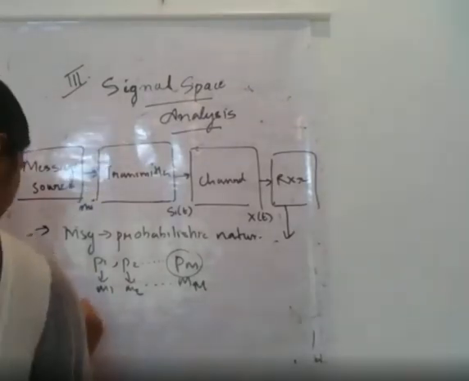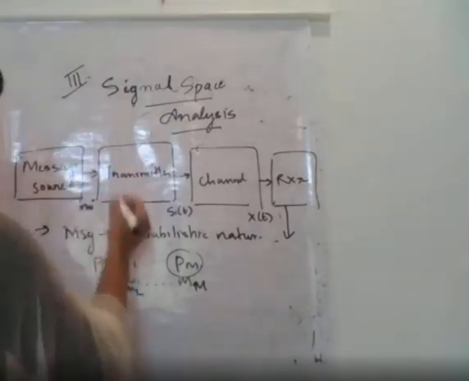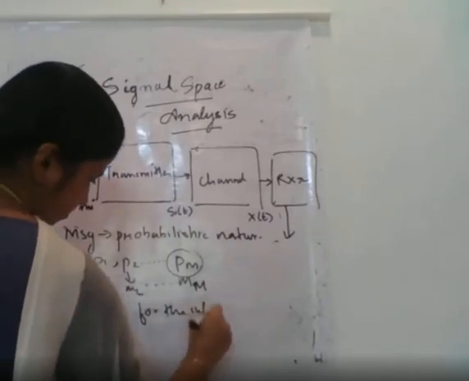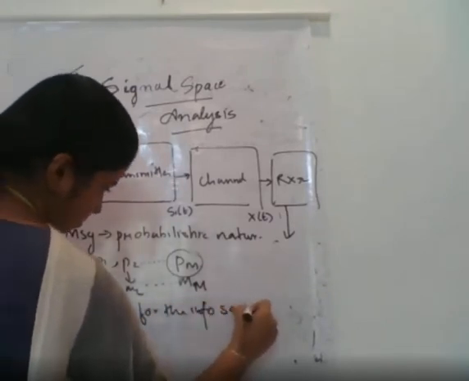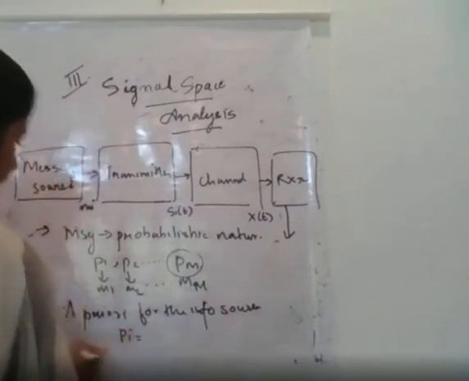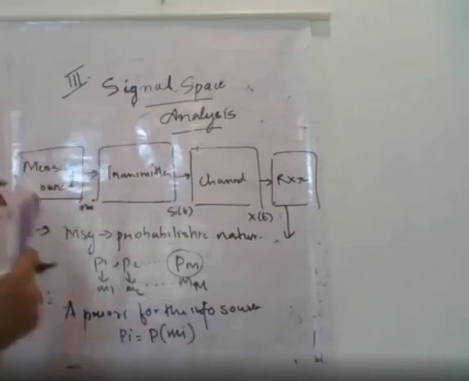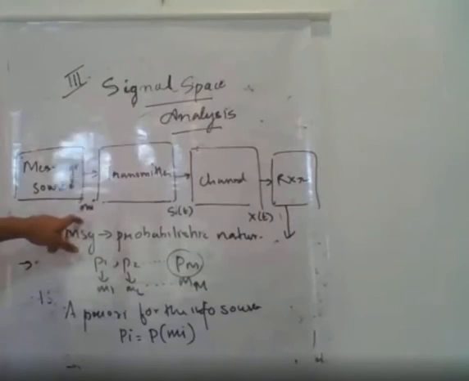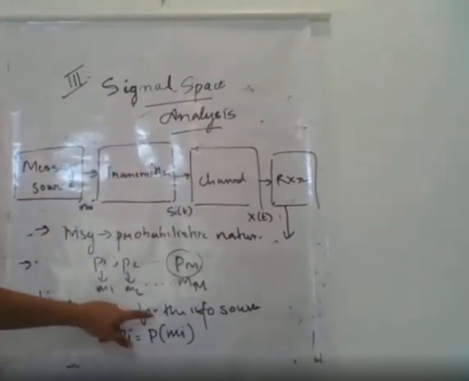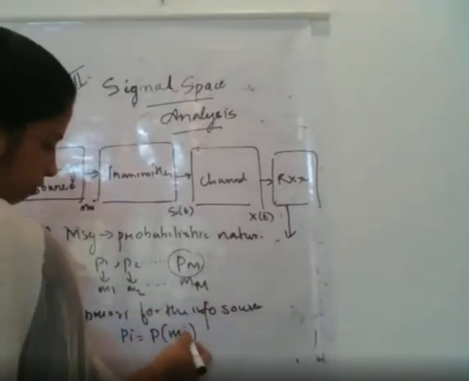So the a priori probability for this information source, for the message source, can be denoted as Pi. Pi is nothing but P of Mi.